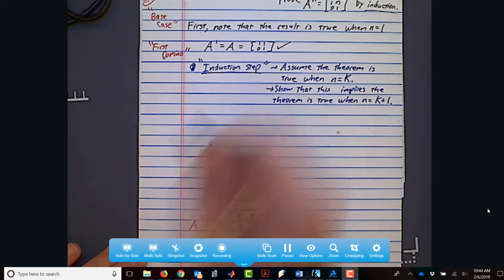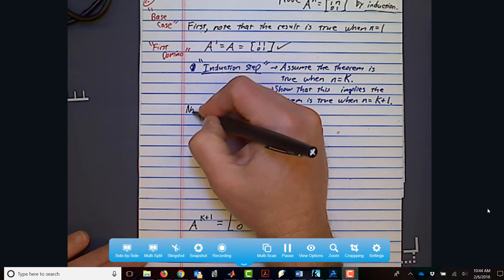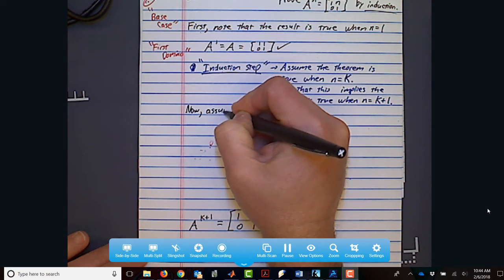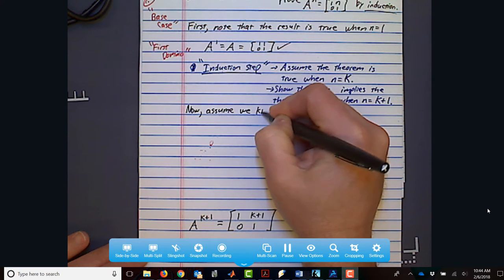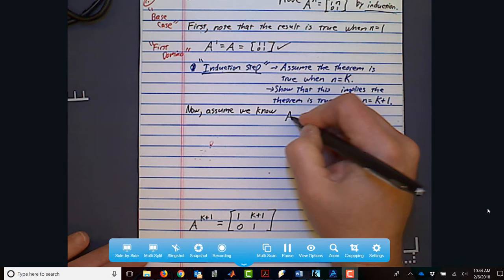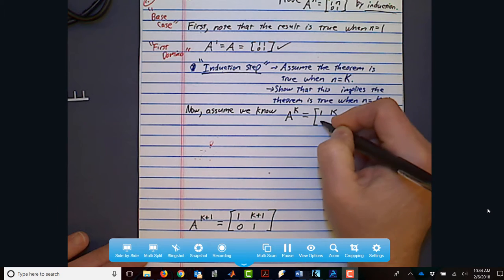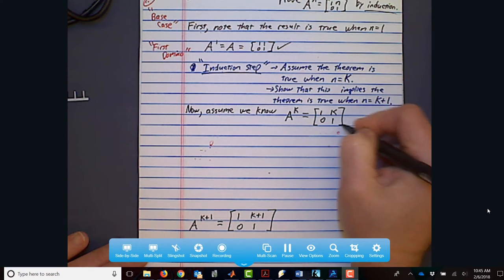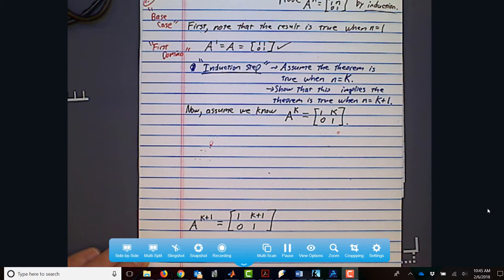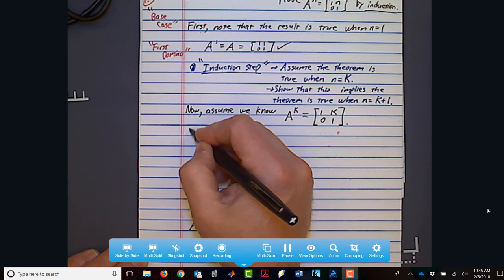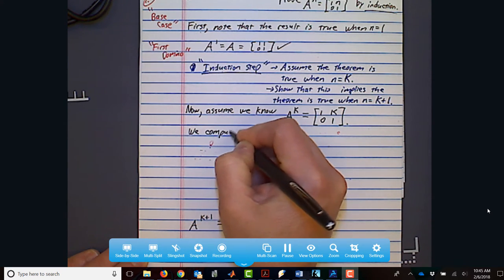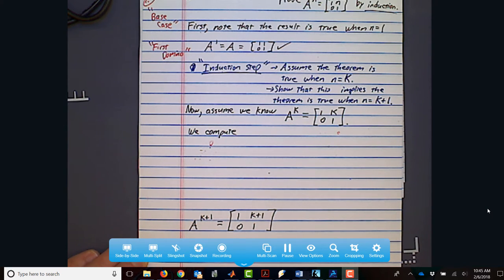So here I go. I'm going to try and do the induction step. So now, assume we know that A to the k power is equal to [[1,k],[0,1]]. Let's assume we know that. Now we checked the first cases up to n equals k. All right? And we compute, well, I'm trying to get this equation here at the bottom.